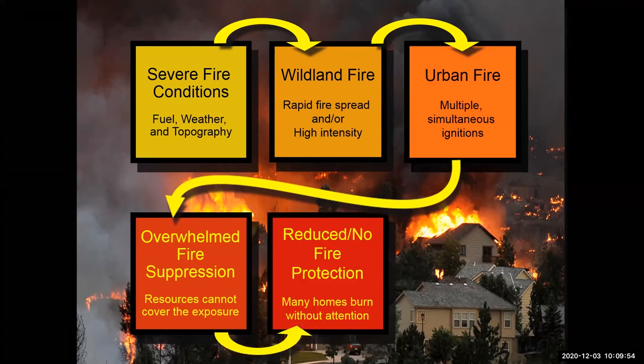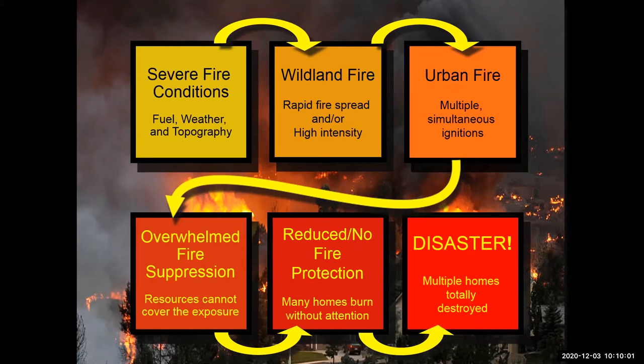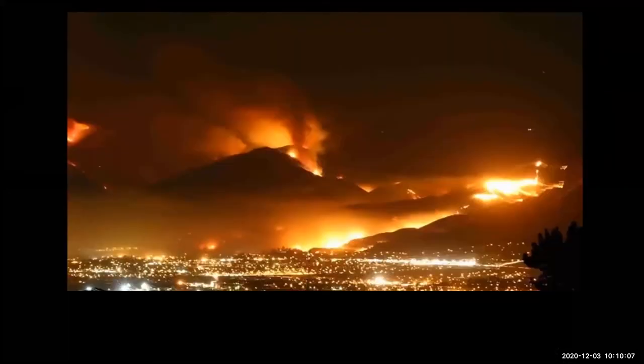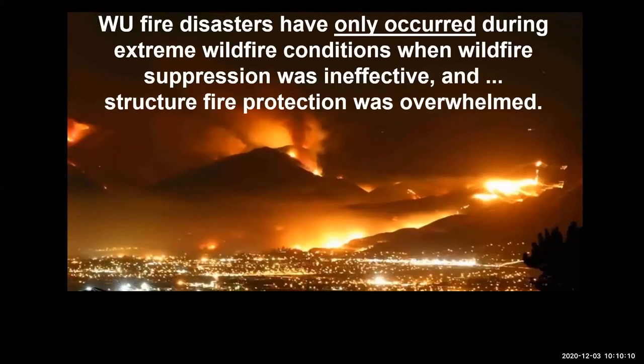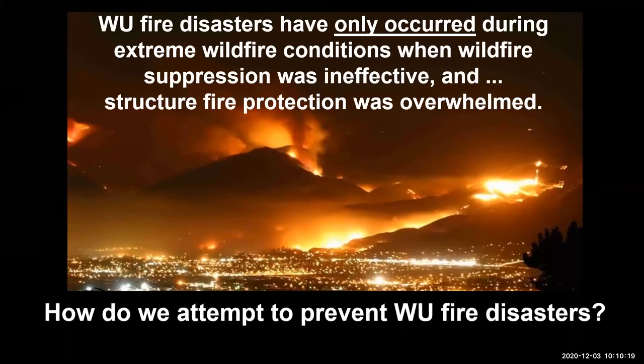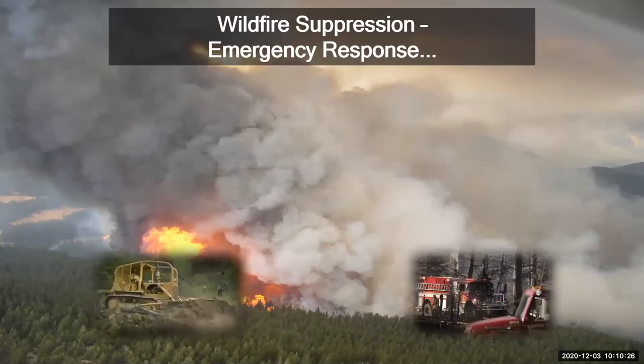By and large, we have reduced to no fire protection on most homes within the community, and the ignitions that sustain the homes burn freely to total destruction, resulting in the disaster. So wildland urban fire disasters have only occurred during extreme wildfire conditions when wildfire suppression is ineffective and structure fire protection is overwhelmed. So how do we attempt to prevent wildland urban fire disasters today? Well, with wildfire suppression.